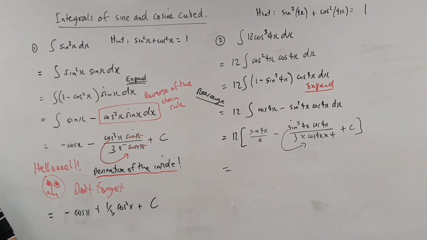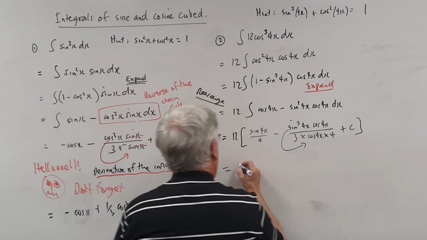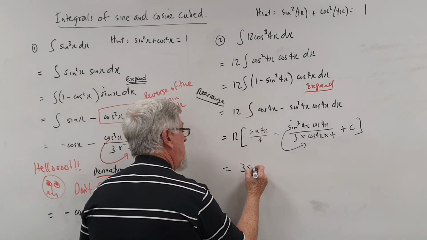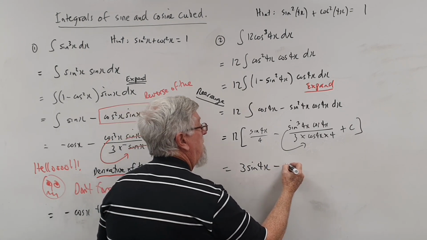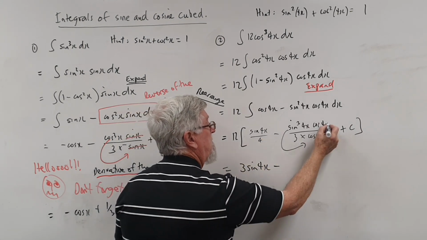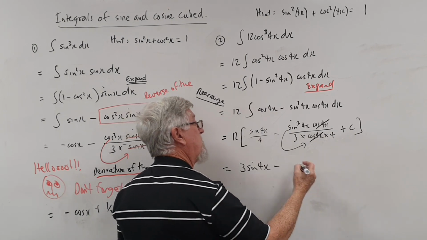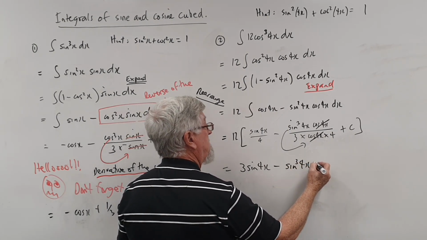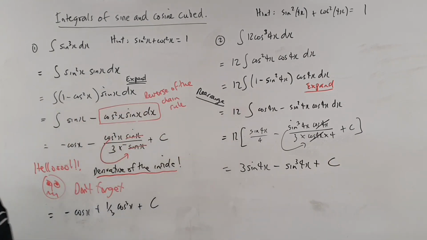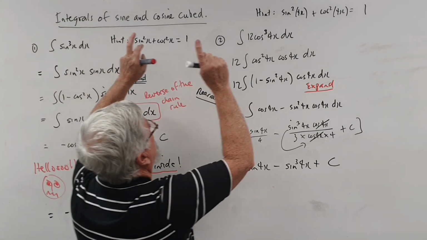So the answer is 3 sine 4x minus sine cubed 4x plus c. Say it again, Alex. Because the 12s will cancel, the coses will cancel. If it doesn't cancel, it doesn't work. No mistakes? And if we differentiate that, hopefully we'll get back to there.